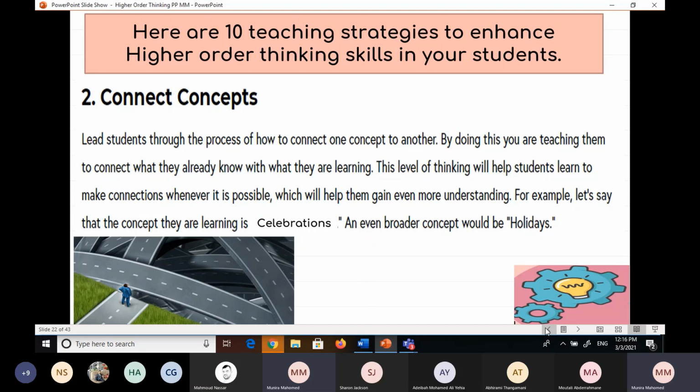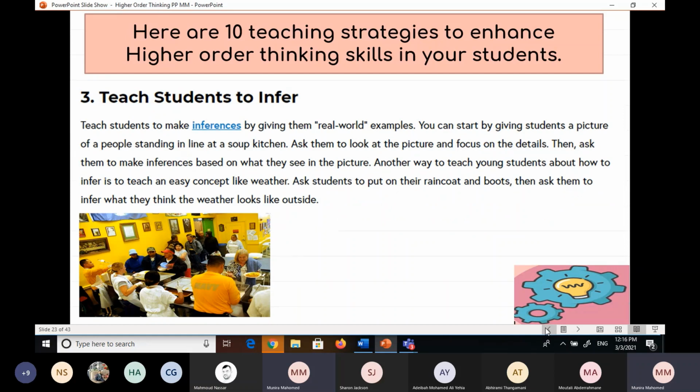For example, let's just say they're talking about celebrations. An even broader concept would be holidays. And if you connect those two, they think of all the holidays, they think of all the celebrations in between and what exactly it entails. So this creates further thinking, further questioning in their minds and why or what happens during that. So that's another strategy that we could use. Some of us are doing it and some of us, well, we try, but it is difficult with certain subjects. I know that.